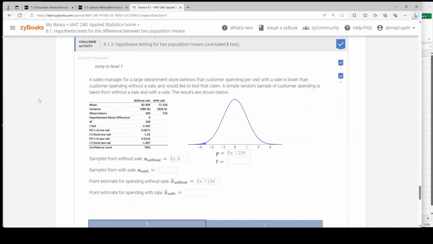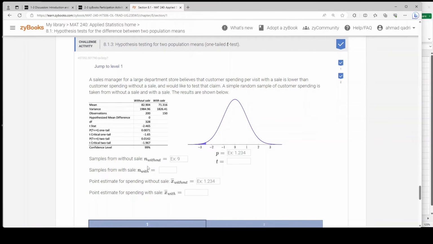This is challenge activity 8.1.3. This is about hypothesis testing for two population means, one-tailed t-test. The question is, a sales manager for a large department store believes the customer spending per visit with a sale is lower than customer spending without a sale and would like to test that claim. A simple random sample of customer spending is taken from without a sale and with a sale, and the table has these results. So the first question is, what is the sample size from without sale?